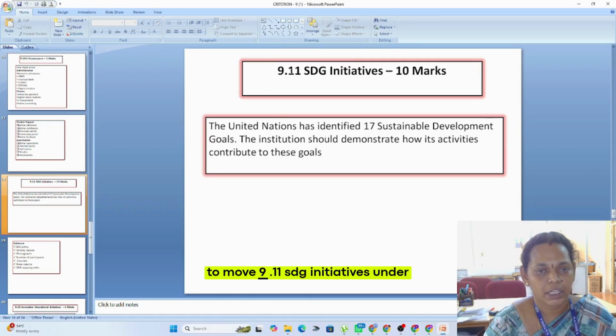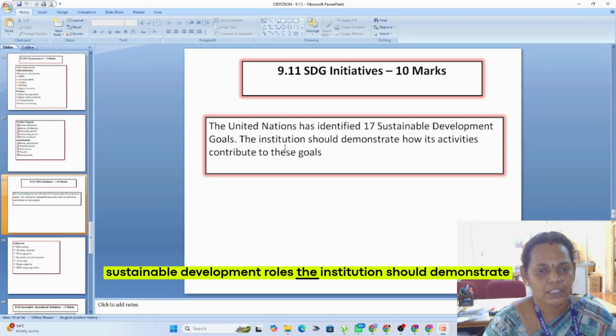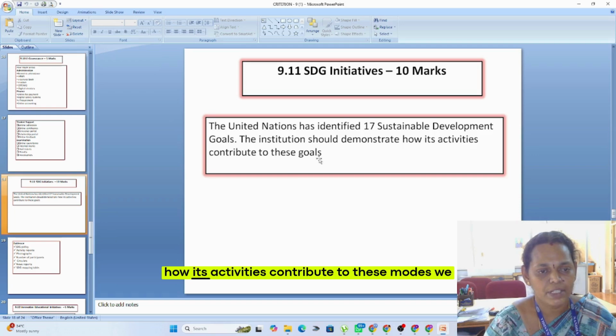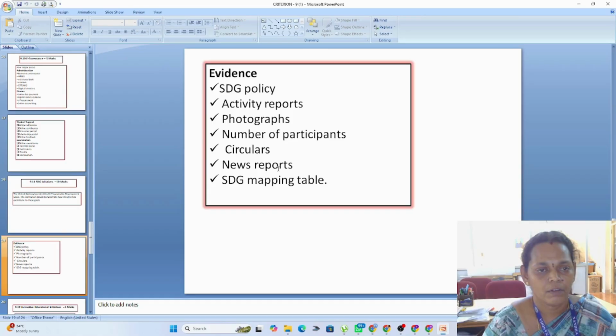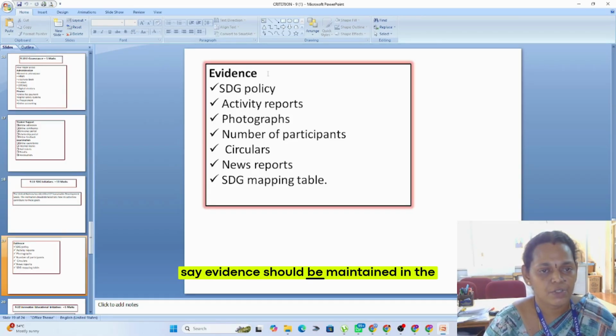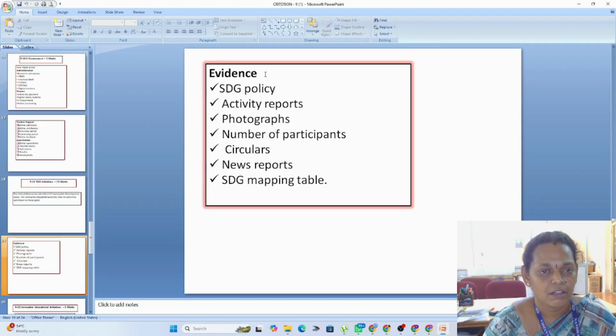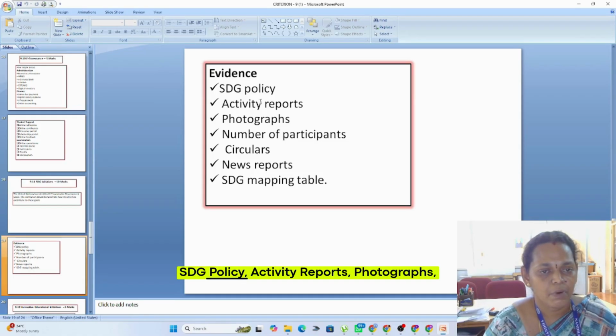Next to move to 9.11 SDG initiatives under 10 marks. The United Nations has identified 17 sustainable development goals. The institution should demonstrate how its activities contribute to these goals. This evidence should be maintained in the file: SDG policy, activity reports, photographs, number of participants, circulars, news reports, SDG mapping table.